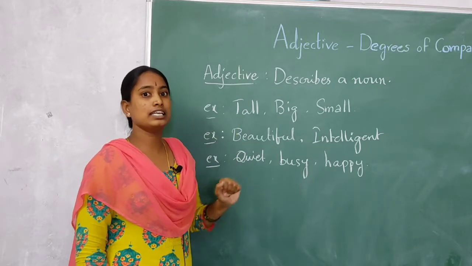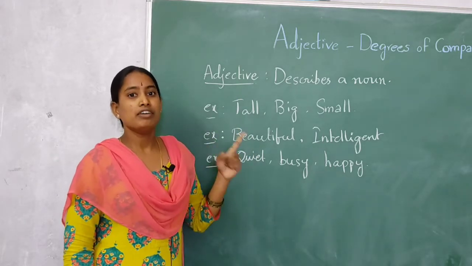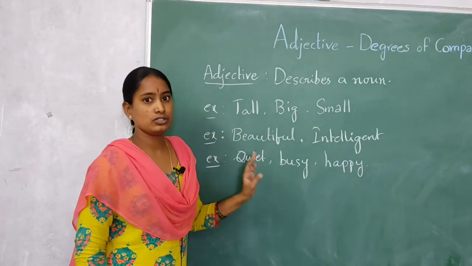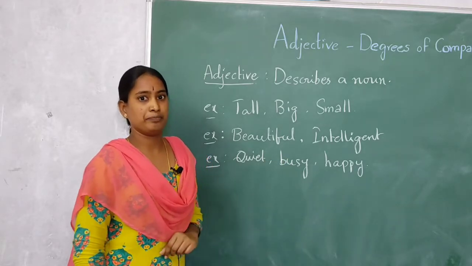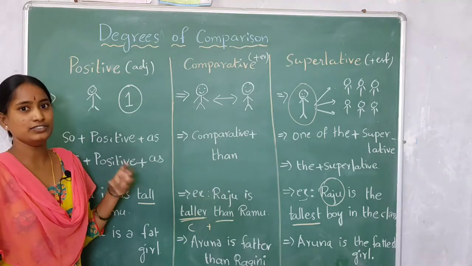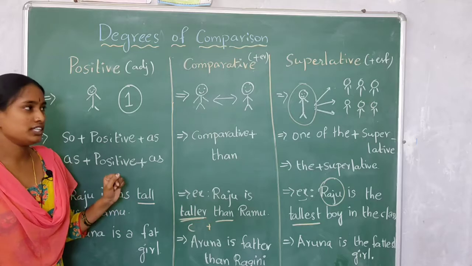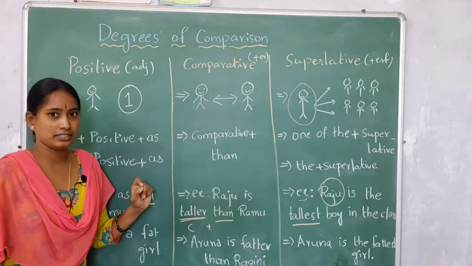So that is degrees of comparison. We have 3 degrees of comparison. One is positive, and comparative, and superlative. So these 3 types of degrees of comparison now we are going to see. Okay students, we have seen what is adjective, the definition of adjective and the examples of adjective. Now let us learn about degrees of comparison.